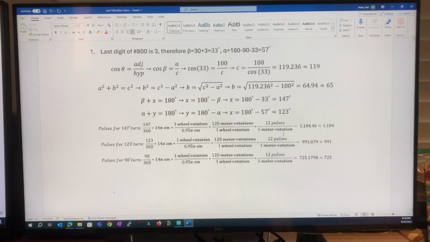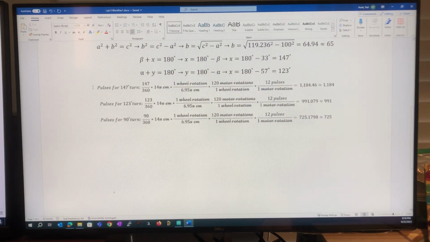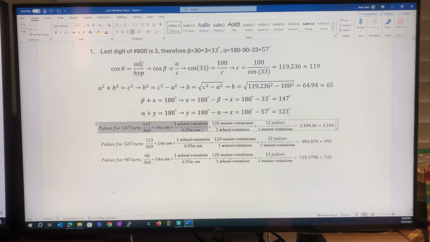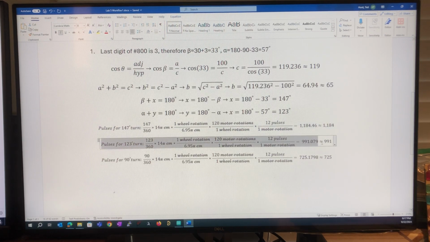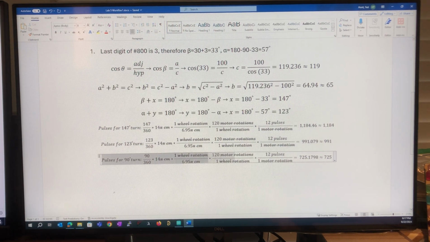Out of curiosity, I just wanted to see how many pulses it would take to make that 147 degree turn. And that was 1,184 approximately. For 123 degrees, approximately 991. And for 90 degrees, it was approximately 725 pulses.